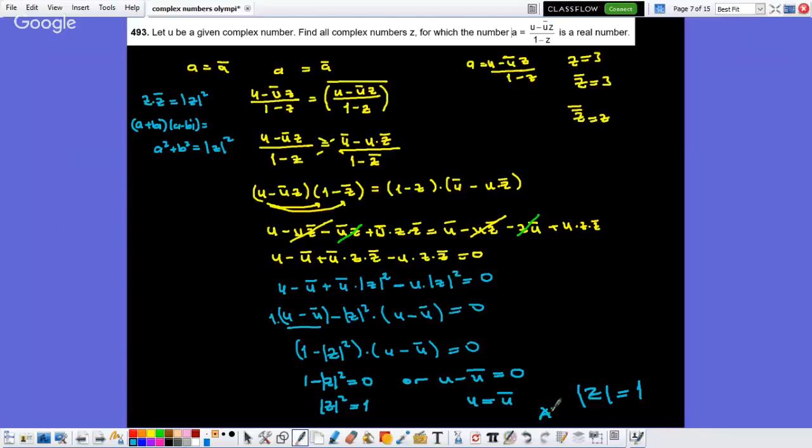All z implies that modulus z is equal to 1. This is the answer to the question. Yes, all real numbers are complex numbers, but it's given that it's a complex number here. That's why I said it like that.